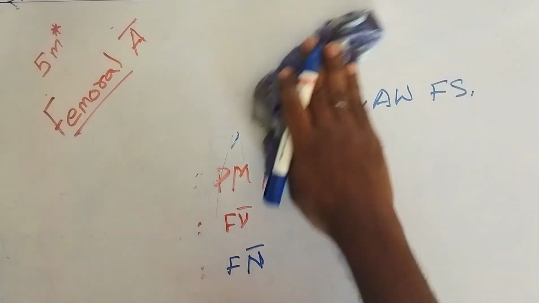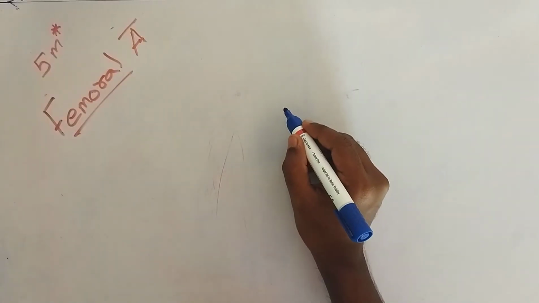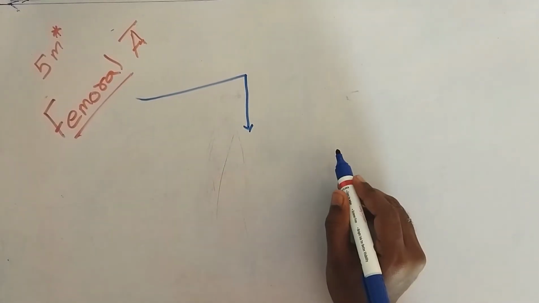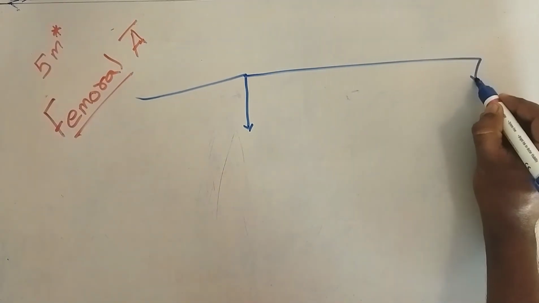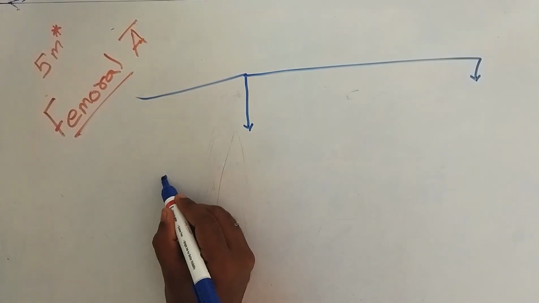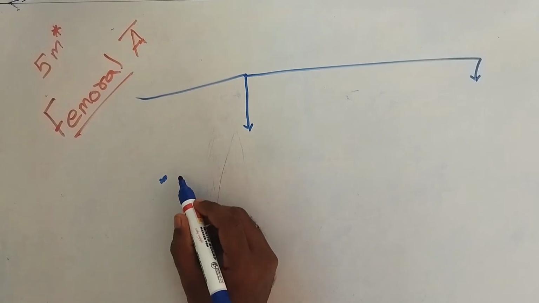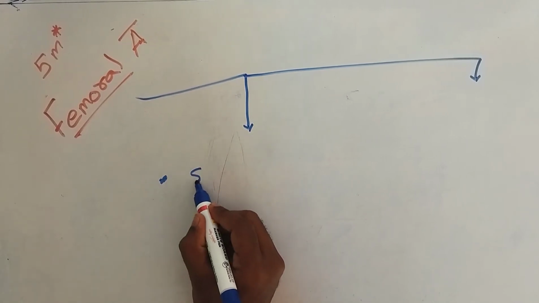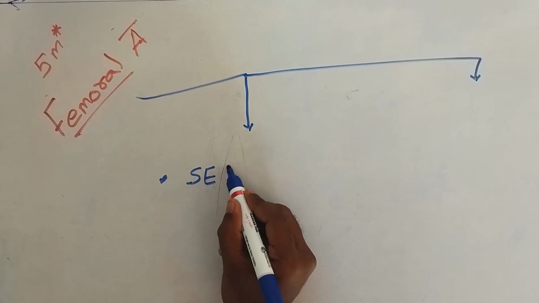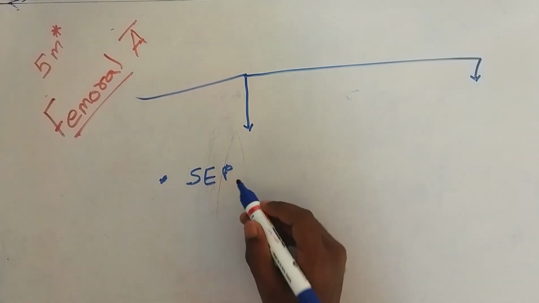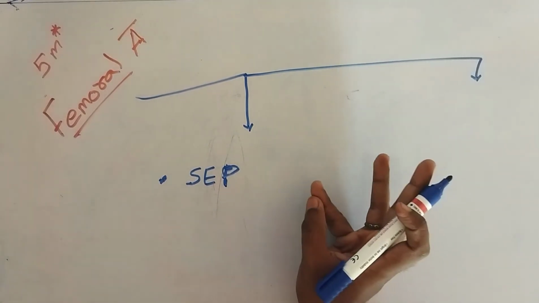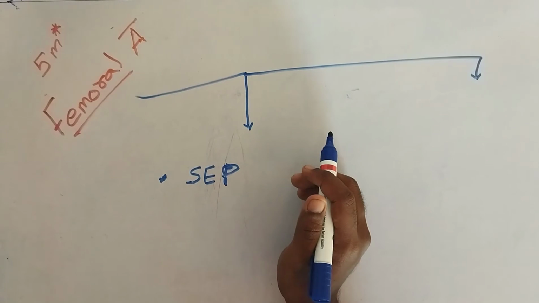Next, coming to the branches of this femoral artery, there are 6 branches: 3 superficial branches and 3 deep branches. Here are the superficial branches. The first one is the superficial external pudendal artery. This artery supplies the skin of the external genital organs.